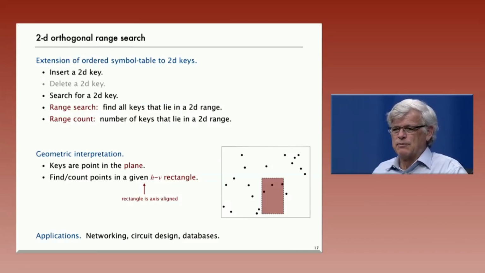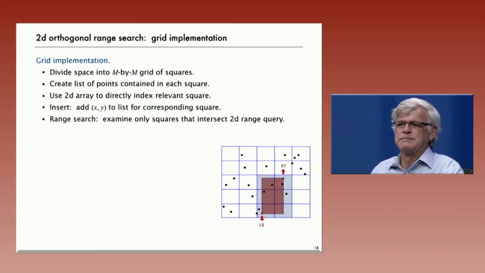And this kind of algorithm and data structure would be useful for that kind of situation too. So how are we going to solve this problem, implement this API? We build a data structure containing points that can efficiently support range searching and range counting.